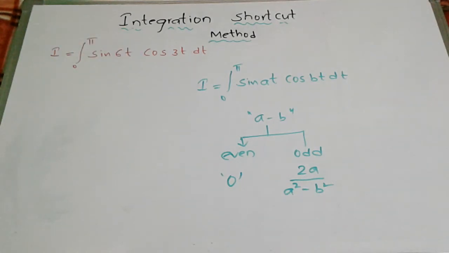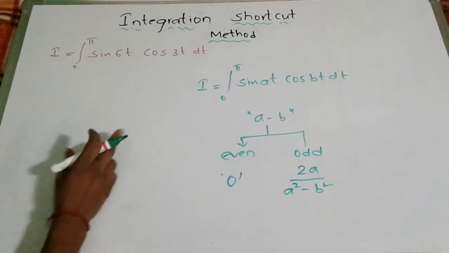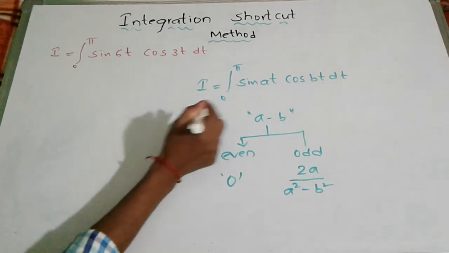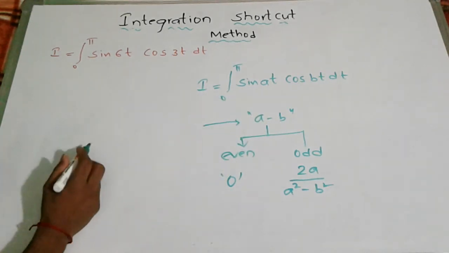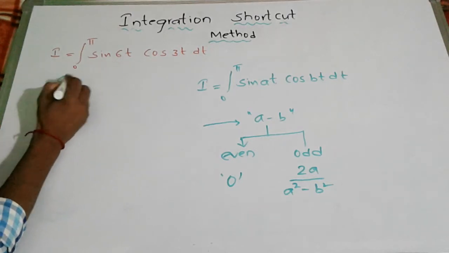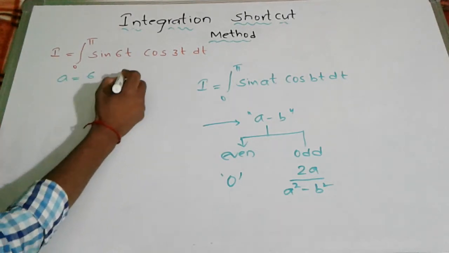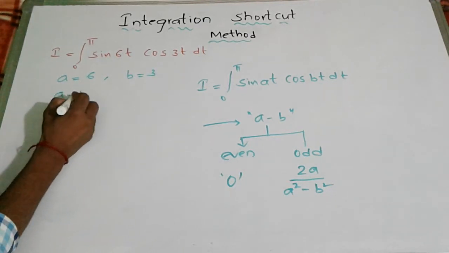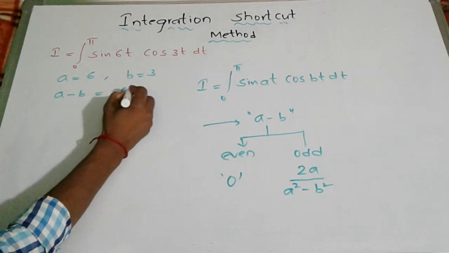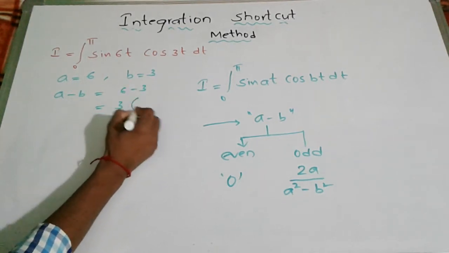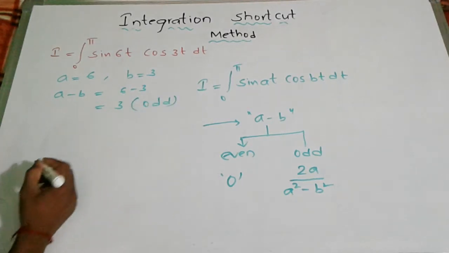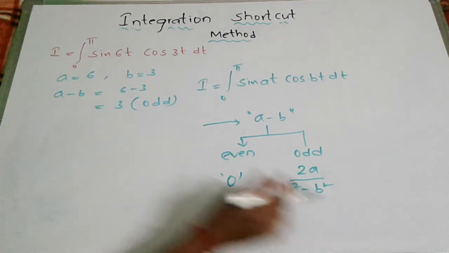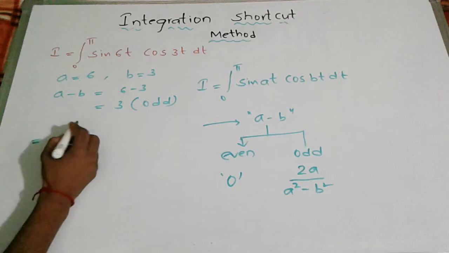First of all, you have to check this condition, a minus b, right? And here the value of a we have is 6 and the value of b is 3, right? So a minus b equals 6 minus 3, which is 3. This is odd, right? So the value of this total integral is this one, and I'm substituting over there.